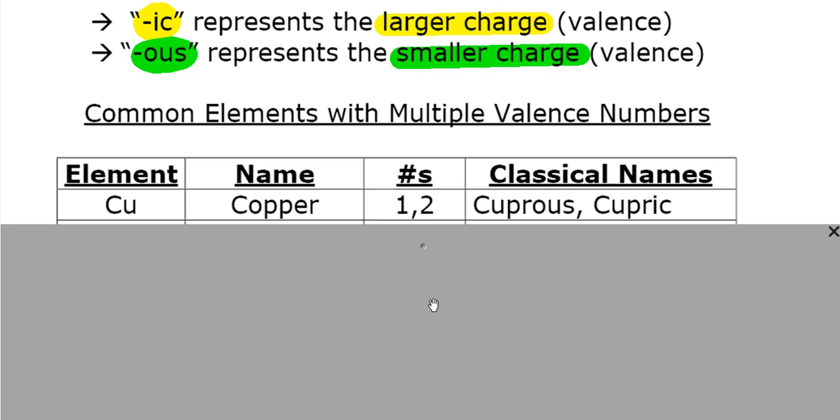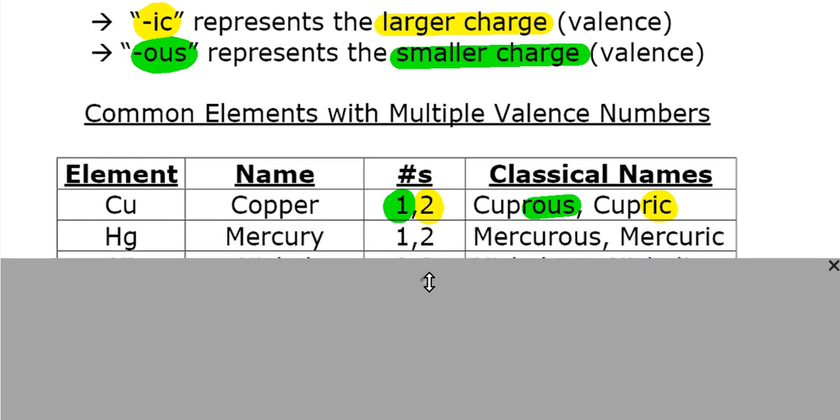So first one up here, copper. Copper can have a charge of 1 or 2. When you look at copper on your periodic table, you should see those two numbers. Copper, when it has a charge of 1, that's the smaller of the two values. Copper's name changes to cuprous and uses that OUS ending. If you see copper being used with a charge of 2 instead, that's the larger number, it's going to take an IC ending, so we call it cupric.